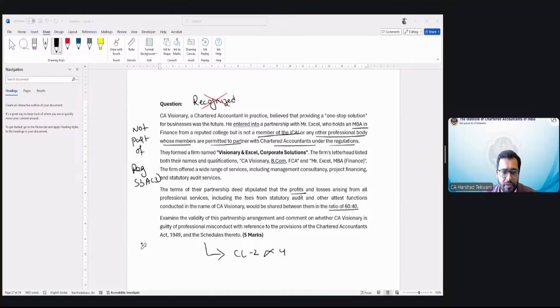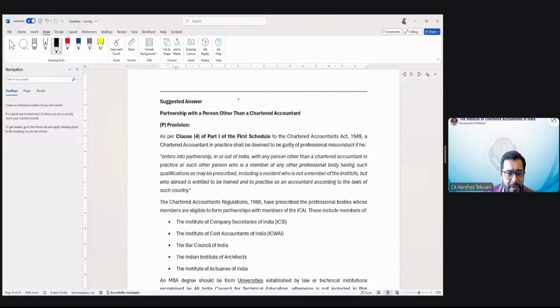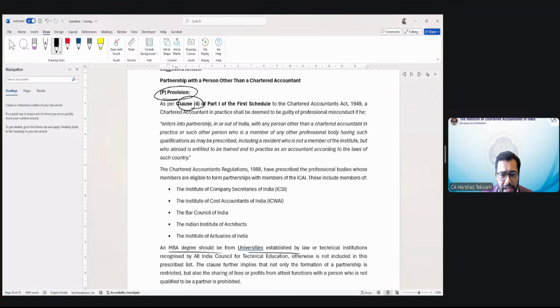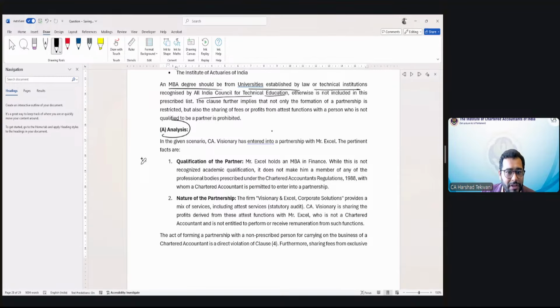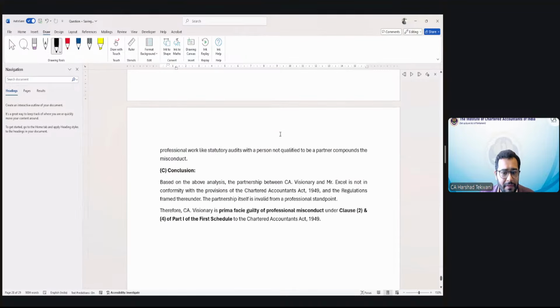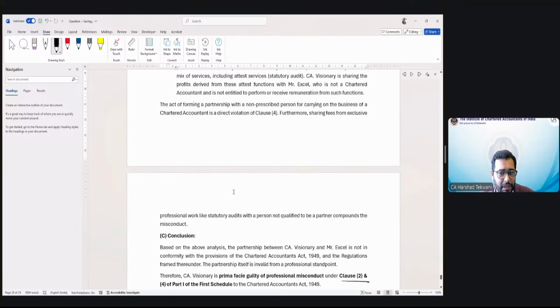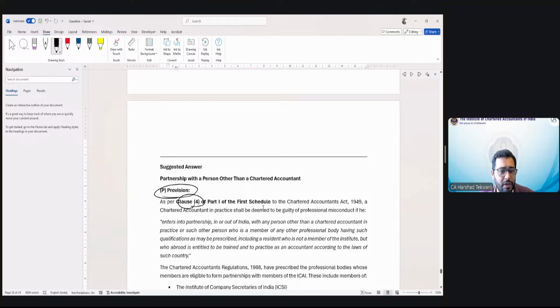So if we just quickly go through the answer for this one, first we will specify the provision. Clause 4, we will talk about what is allowed. We'll say MBA degree should be from a university established by law or recognized by the technical institution, the All India Council of Technical Education, otherwise not included in this prescribed list. Then we will analyze the question: qualification, not a recognized academic qualification, nature of partnership, and then we will conclude that yes, clause 2 and 4, guilty, deemed to be guilty of professional misconduct. Okay, this is how we need to write the answer.